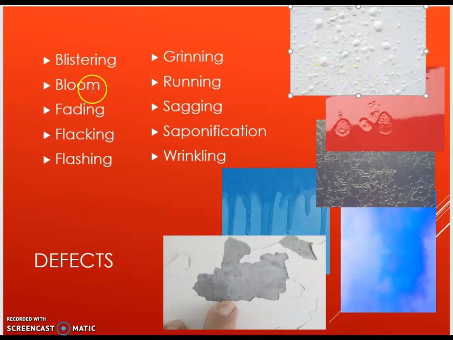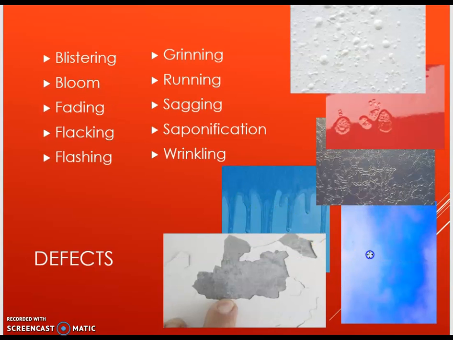Okay, next is bloom. Bloom is actually the formation of dull patches. Can you see here? This is bloom. Okay, the formation of dull patches on the final finished surface. Okay, this is again due to defects in the paint or because of bad ventilation.